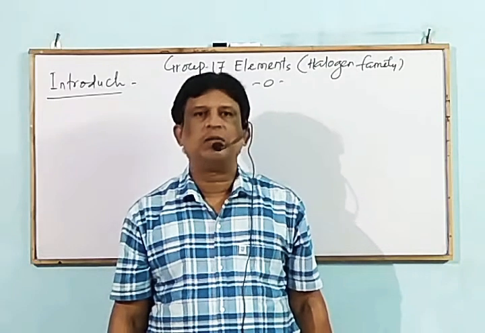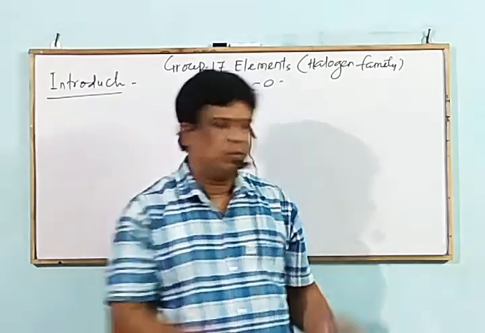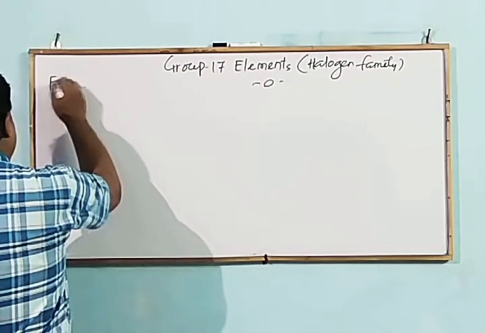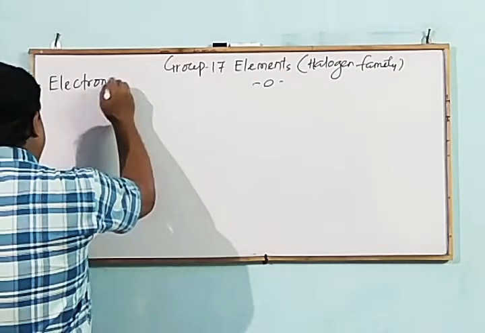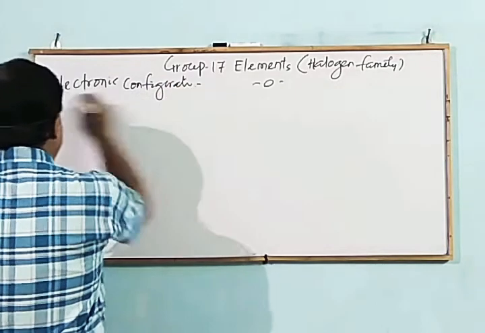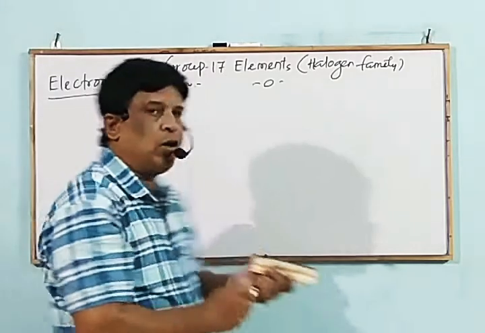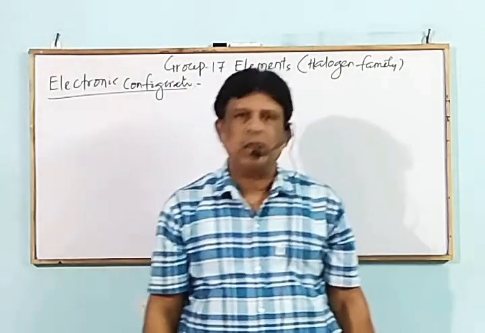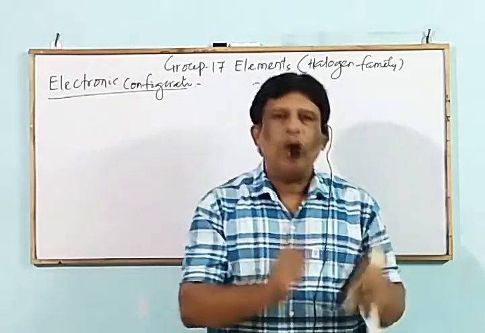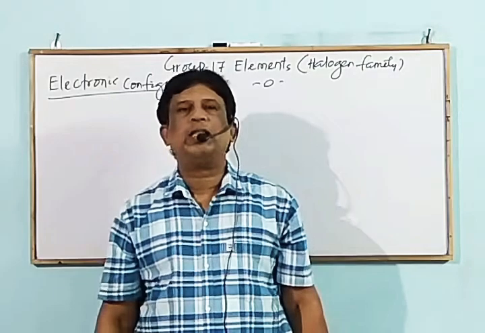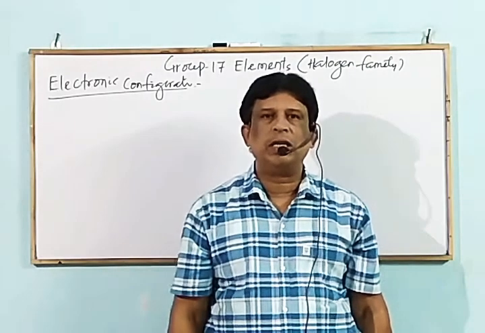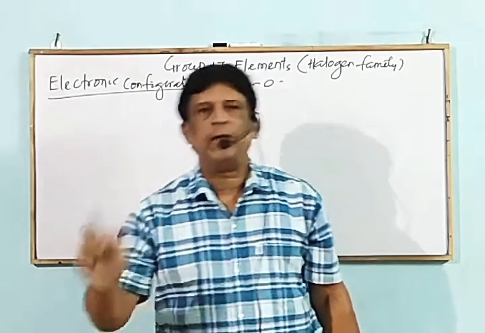Next we discuss the electronic configuration. From the electronic configuration, it is clear that all of them possess similar electronic configuration. All of them possess 7 electrons in their valence shell, having a common outermost electronic configuration of ns2 np5.